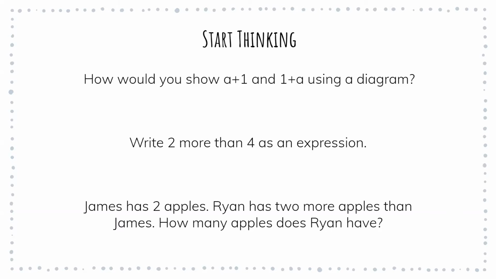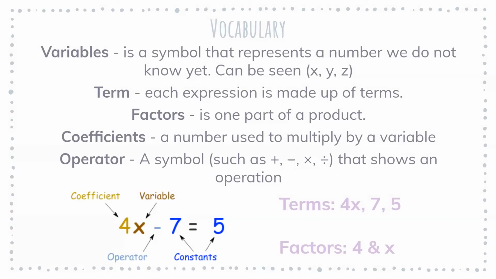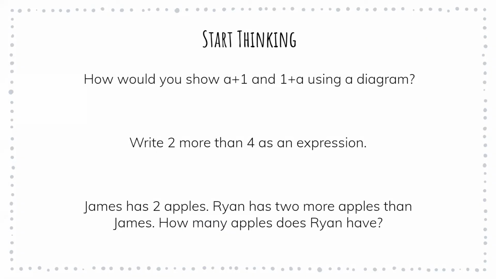So again, going back to the vocabulary section, we can use the words coefficient, variable, and constant shown, and then we can represent those with those numbers. And then the last one being James has 2 apples. Ryan has 2 more apples than James. How many apples does Ryan have? So I will let you guys pause here for about 5 minutes to go over and review those on your own, and then we will come back together and I will review those answers with you.